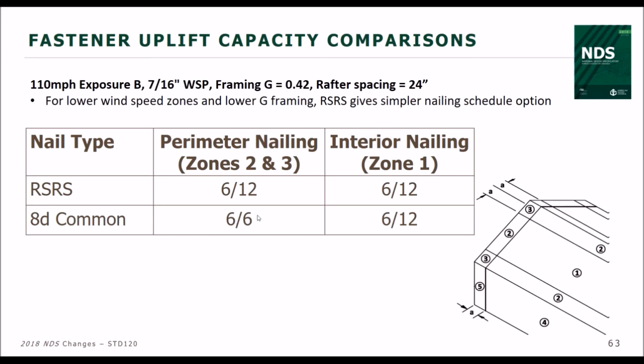So now we've got to go 6 inches on center in the interior of the panel. Again, this is at the perimeter zones 2 and 3, but the interior of the panels in these perimeter zones would require a 6-inch nail spacing, whereas with the roof sheathing ring shank nails you could get by with 6 and 12 on the whole roof system. So it gives a simpler nailing schedule option for the entire roof. You don't have to do anything different at the perimeter of the building.